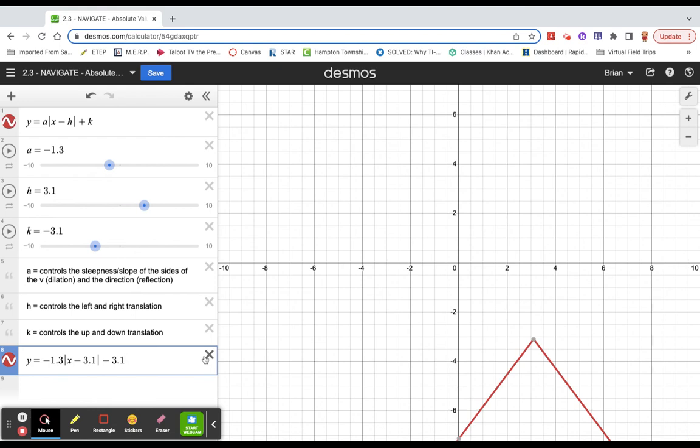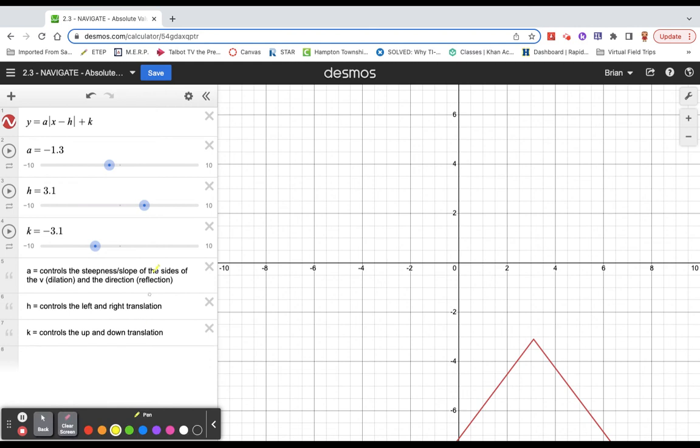So adjusting each one of those A, H, and K allows us to move this absolute value function as needed. If you remember that H controls the rights and the lefts, K controls the ups and the downs, and A controls the steepness and the direction, you should have no problem applying this to any situation, regardless the complications and regardless the size of the numbers.